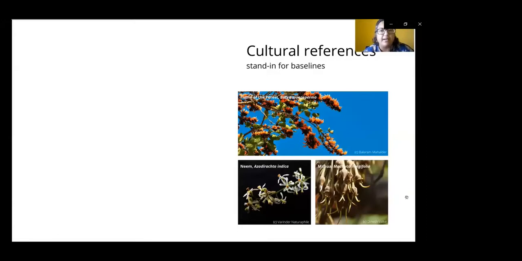Anecdotally, people are now observing that the flowering and fruiting in species such as these are not the same as what their parents or their grandparents were observing. So culturally and anecdotally, there seems to be a shift in the flowering phenology of certain types of species. We wondered if we could actually test this using SeasonWatch data.